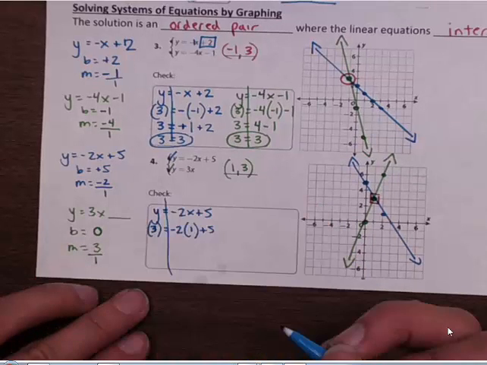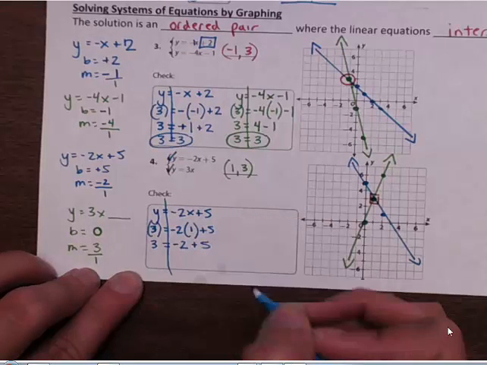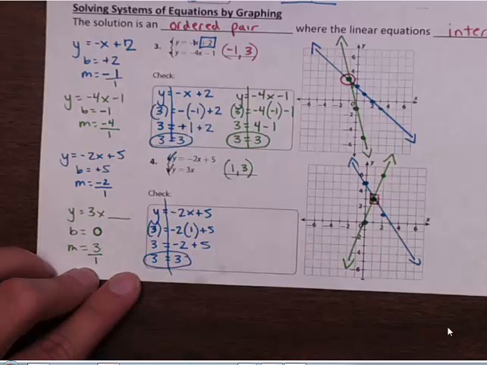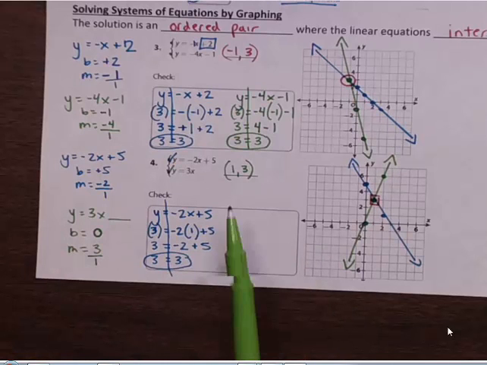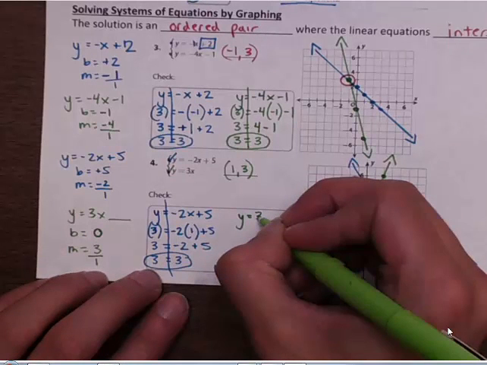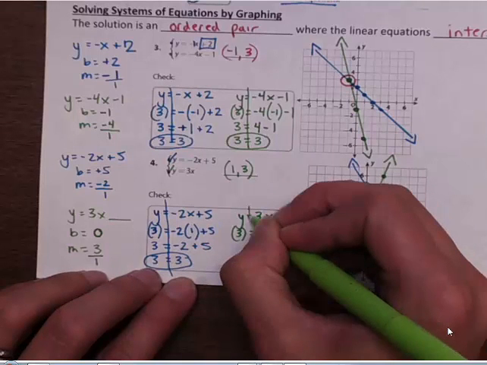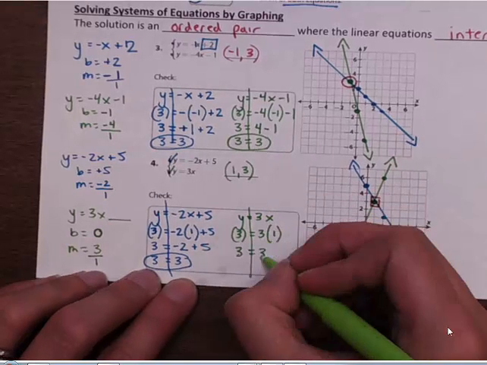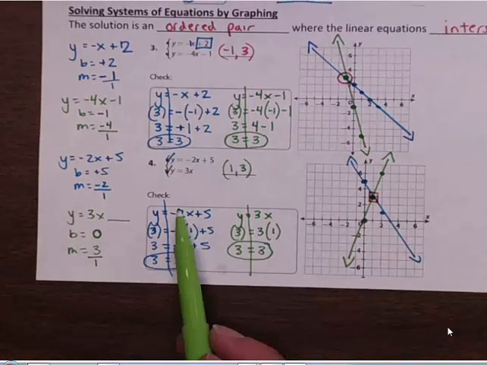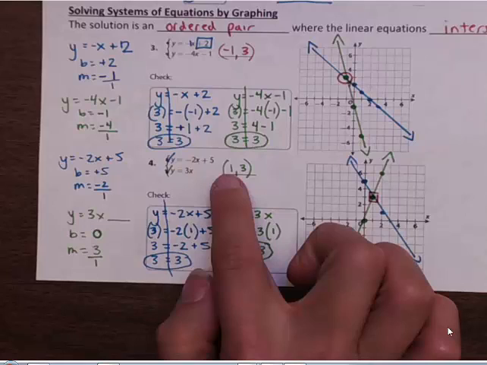So now I have 3 is equal to negative 2 times 1 is negative 2 plus 5. Negative 2 plus 5 is going to give me 3. So yes, that's true so far. Now we have to make sure that that point satisfies the other equation in our system too. So y is equal to 3x. Okay, I'm substituting in 3 for my y and 1 for my x. 3 stays on the left. 3 times 1 is 3. So this ordered pair satisfies this equation and this equation because when I plug it in, it makes it true. So I know that this is the solution to this system of equations.